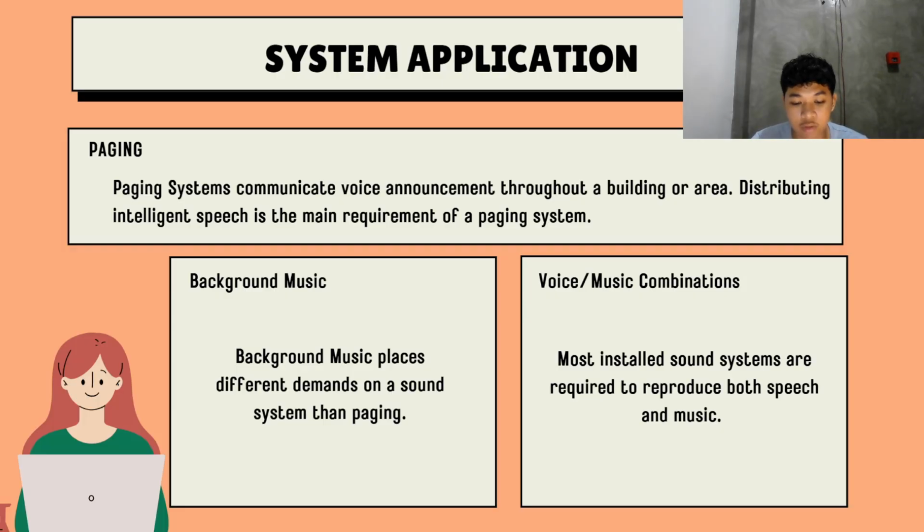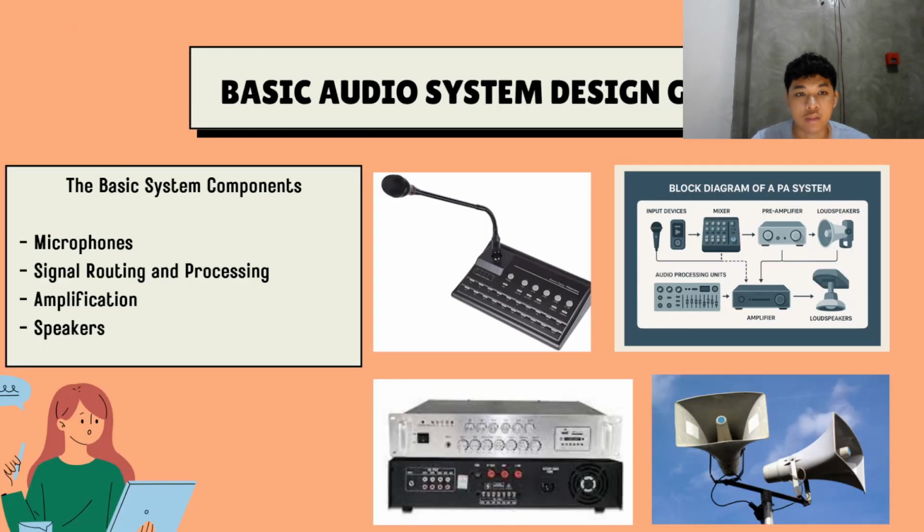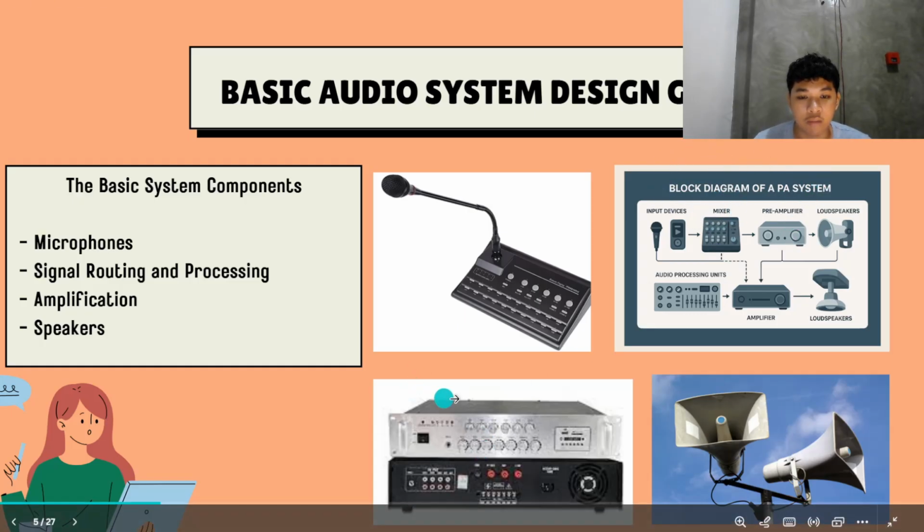The safe management of buildings increasingly demands that the installation of public address or voice alarms or the equipment to respond quickly to emergencies. So the basic audio system design guide are the microphones, and as you can see, this is the block diagram of a PA system, the amplifier, and the speaker.